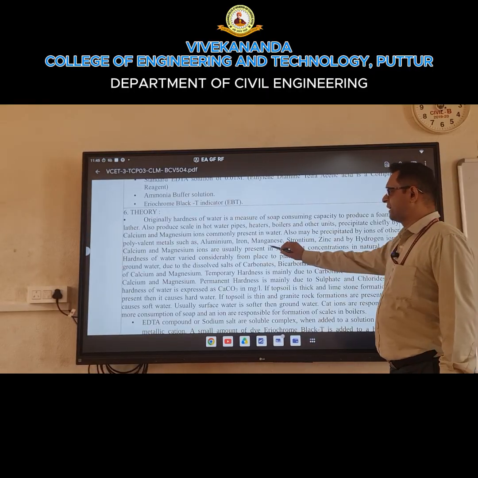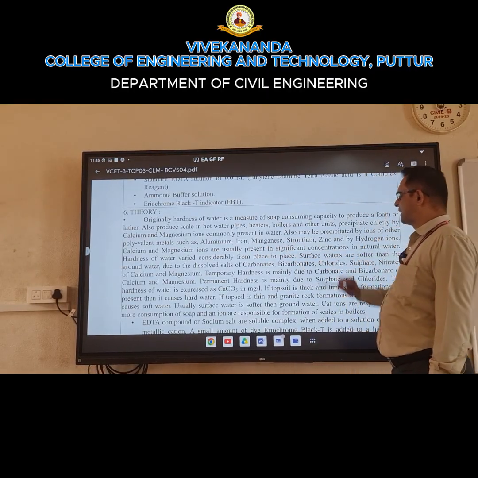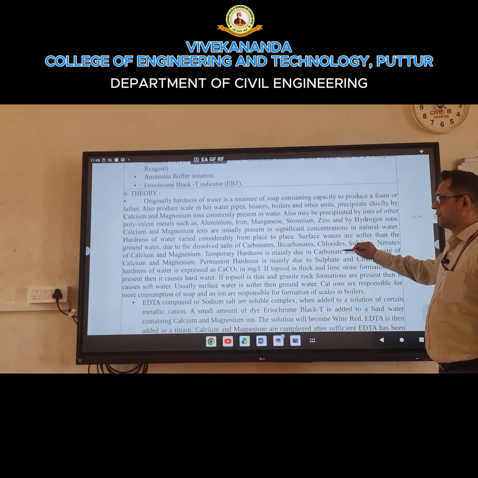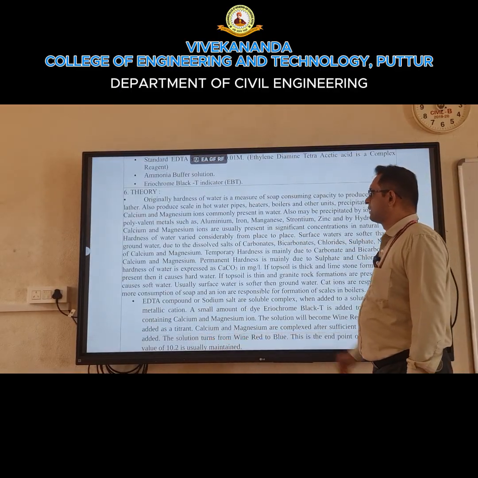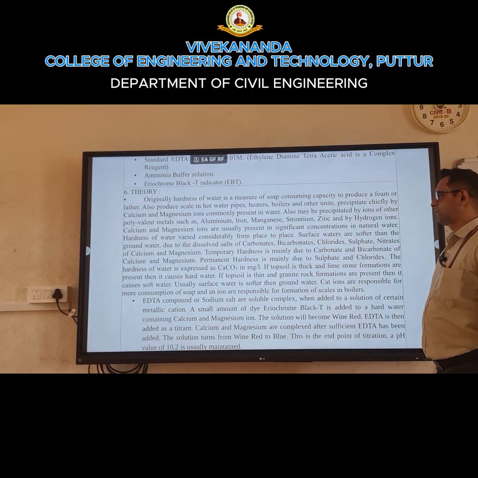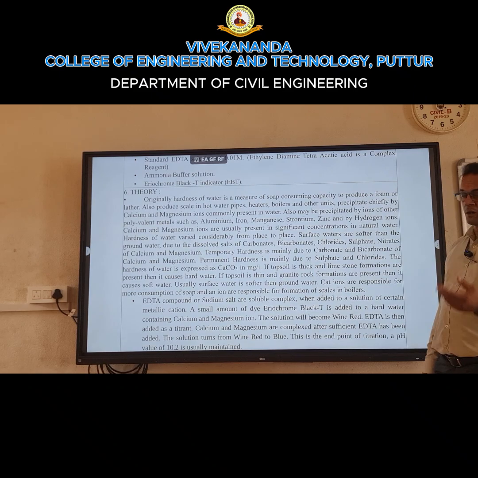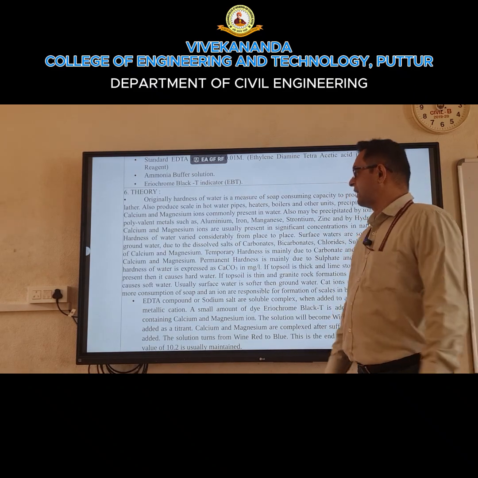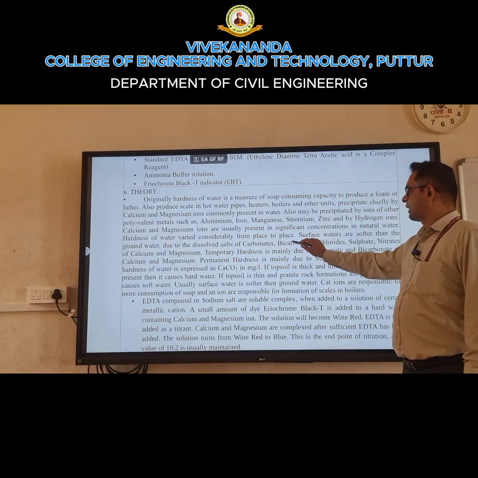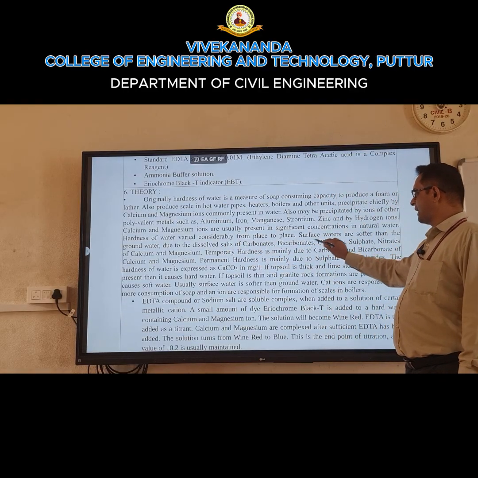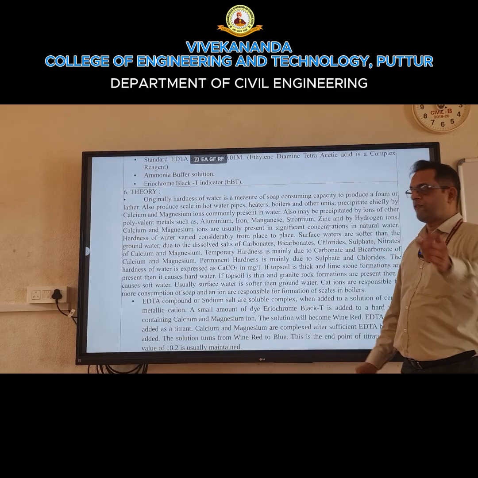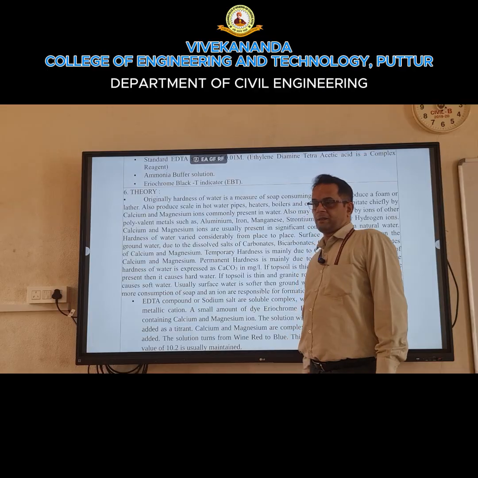Generally, calcium and magnesium are usually present in the water. So the hardness of the water will vary considerably from place to place. Surface water as well as groundwater will both have hardness, sometimes because of dissolved salts of carbonates, bicarbonates, chlorides, sulfates, and nitrates of calcium and magnesium.